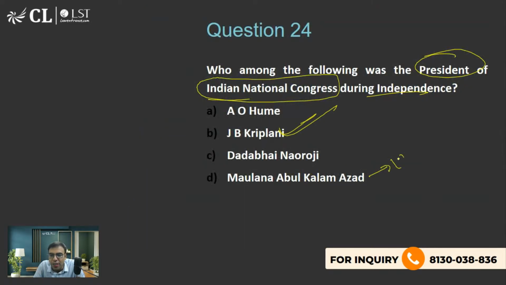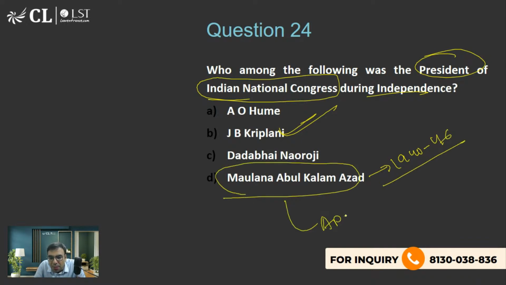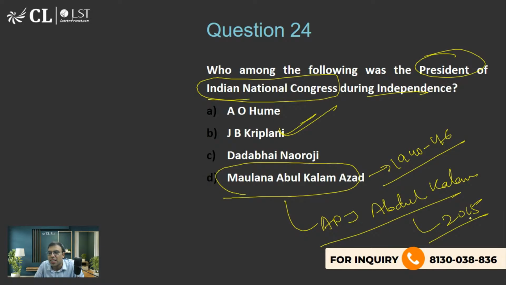देखो ये 1940 से 46 तक थे. कुछ लोग D बता रहे हैं. देखो मैं बताता हूँ. मौलाना अबुल कलाम आजाद. This person is different from APJ Abdul Kalam. Why I'm saying? Because I have seen people getting confused. APJ Abdul Kalam died in 2015. He was a recent personality. Maulana Abul Kalam Azad was the first education minister of India.